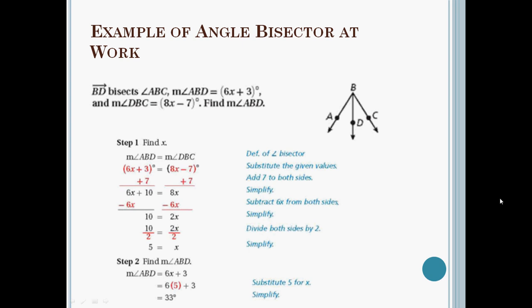First of all, we have to find what x equals. So we can set the two angles equal to each other because they are formed with an angle bisector. We're going to add 7 to both sides, subtract the 6x from both sides, divide by 2, and we find that x equals 5. Since we know that ABD is equal to 6x plus 3, we just substitute the 5 into the equation, and we get that ABD is equal to 33 degrees.